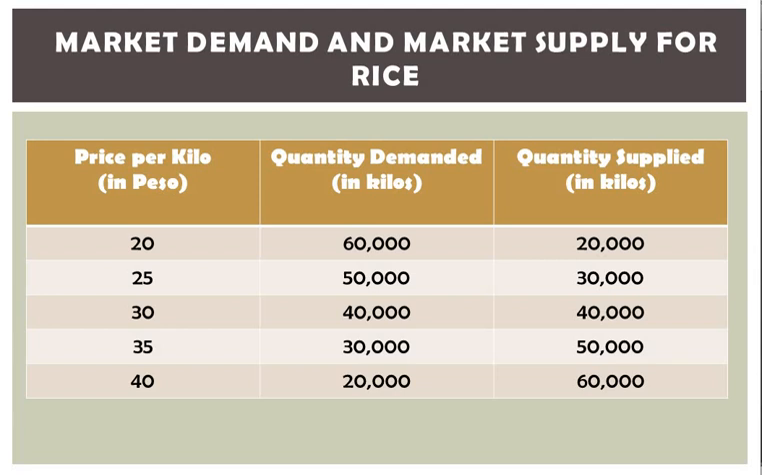Next, based on the table, our example for the market demand and market supply for rice, we have the price in kilos, and also the quantity demanded in kilos, and the quantity supplied in kilos again. So basically, if the prices increase, the demand will decrease. And if the prices increase again, the supply will increase.